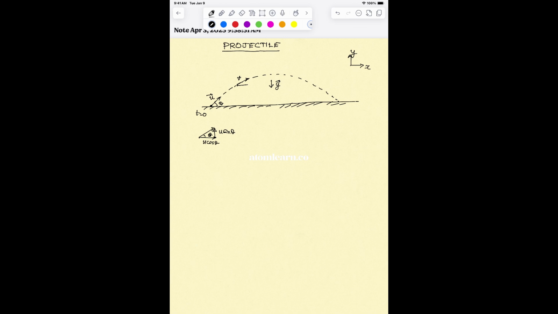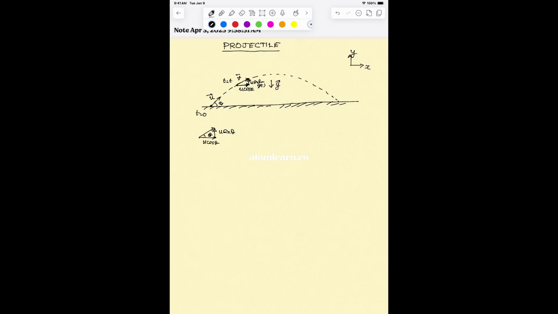Therefore, after some time t, let us say at t equal to t, the velocity vector v is composed of two components. The horizontal component has no change because it is moving with uniform velocity along the horizontal direction, because there is no retardation or acceleration along the x direction. Therefore, this remains as u cos theta. Whereas the vertical velocity is undergoing a retardation g, therefore the initial velocity is reduced by gt.